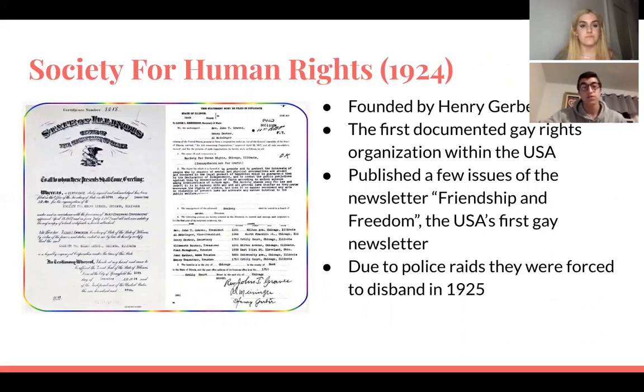This organization was founded by Henry Gerber, and it was the first documented gay rights organization within the United States of America. The Society for Human Rights published a few issues of the newsletter Friendship and Freedom, which was the United States' first gay newsletter. However, due to police raids, the organization was forced to disband in 1925.